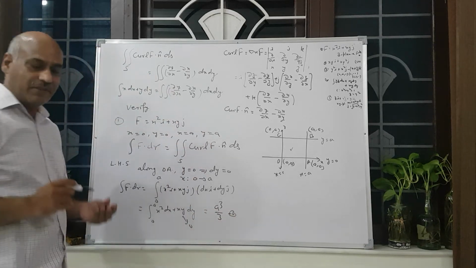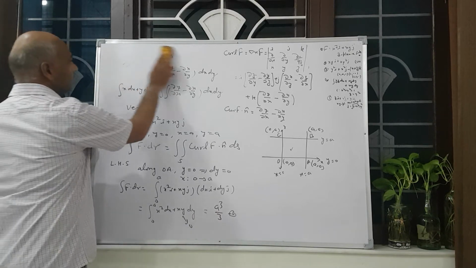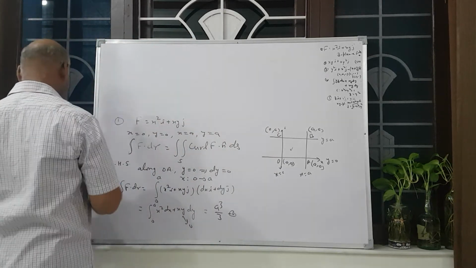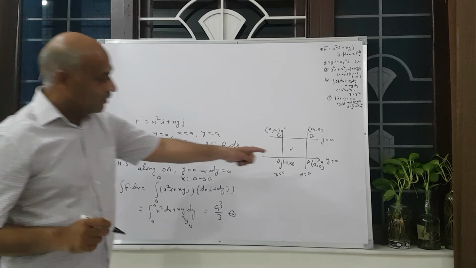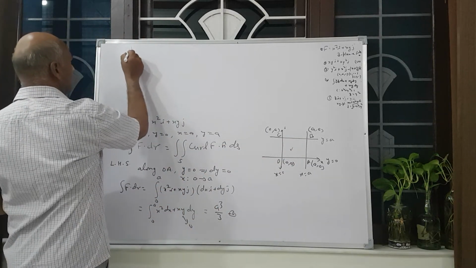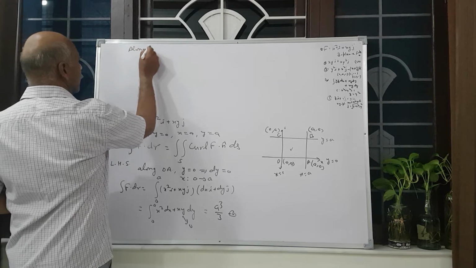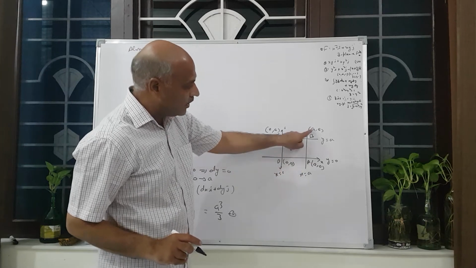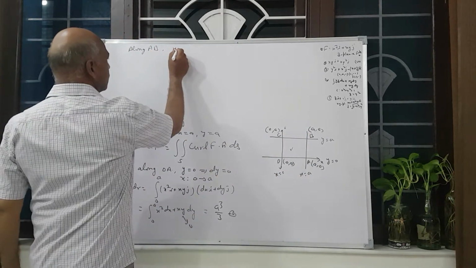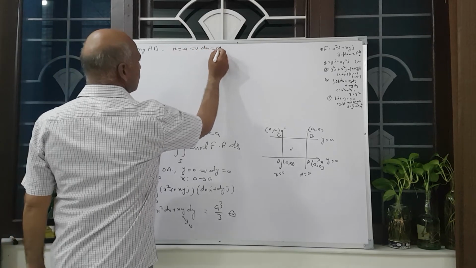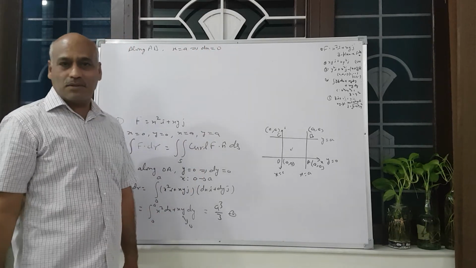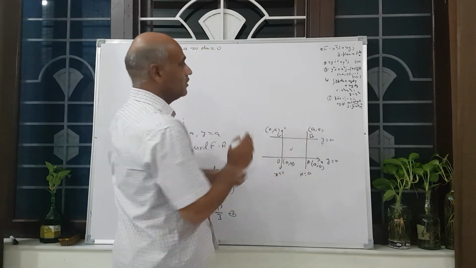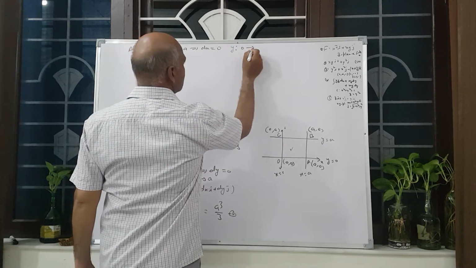This is equation one. Now we integrate f dot dr along AB. In AB, x is fixed, x is equal to a. So this is the line x is equal to a, so dx is 0 because a is constant. What changes? Y changes from 0 to a. So the limit of y is 0 to a.